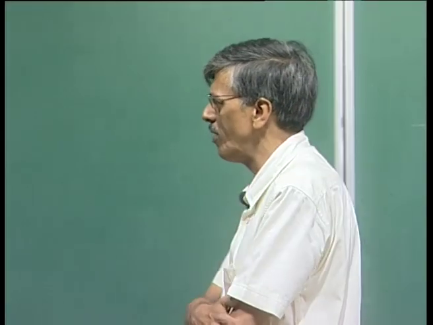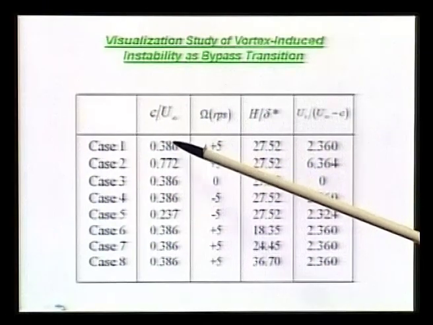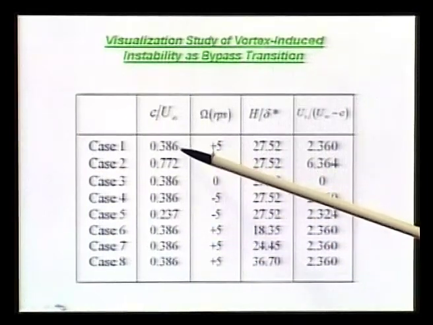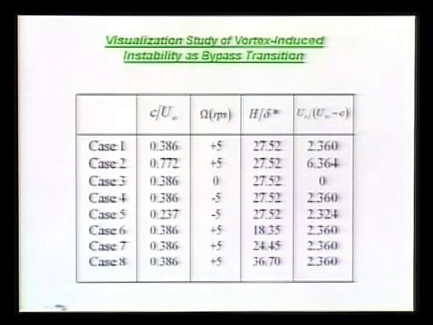Okay, so these are the following cases that we studied. 8 of them. The first column tells you the relative speed of the vortex, that is the rotating cylinder, with respect to u infinity. This was kept at various values, 0.386 to 0.772. In some cases, we have even come down to 15% also. But in this table, you can see this. And this rotation per second is either +5 or -5. So that the +5 corresponds to counterclockwise rotation of the cylinder.